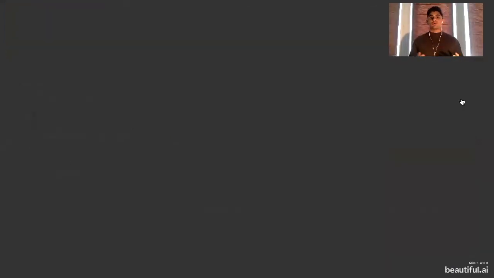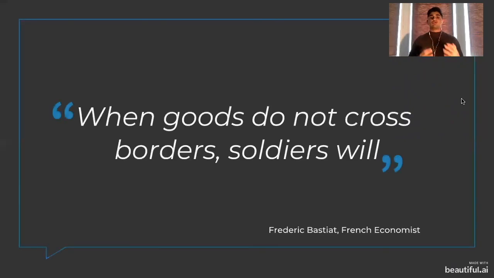And overall, with protectionist measures, the biggest criticism of it is that when goods don't cross borders, soldiers will. And this is the idea that if you have countries trading with each other, they're less likely to go to war with each other.